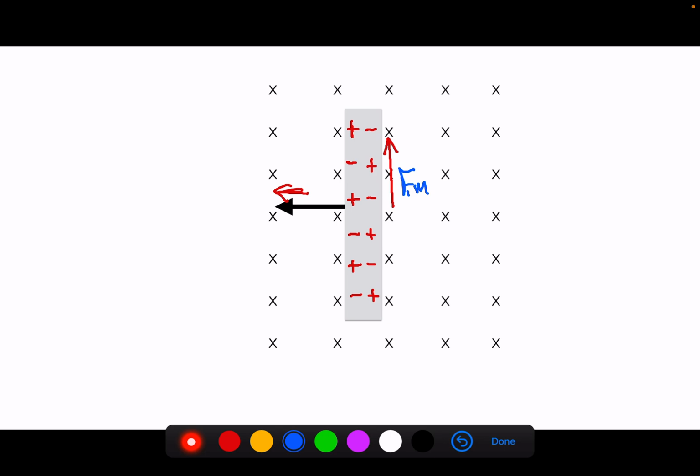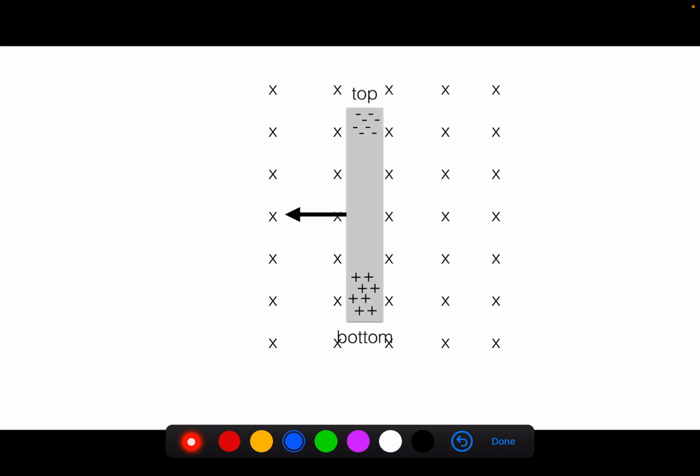If we use the right-hand rule, we would see positives getting pushed toward the bottom of the bar, but we know that the positives are locked in place. The protons are part of the nucleus and they cannot move. So the electrons move to the top, the protons stay where they were. That leads to a separation of charges, where the top of the bar has more negatives than it does positives. It still has positive charges there, but it's got an excess of negatives.